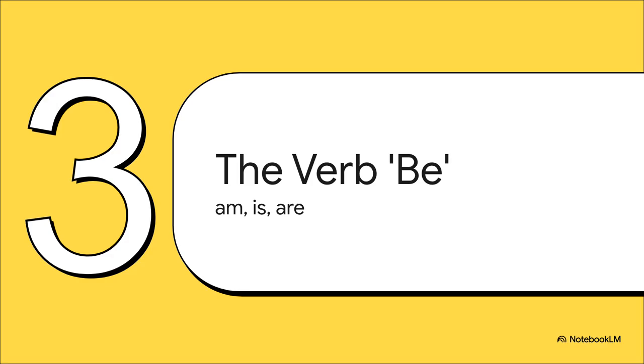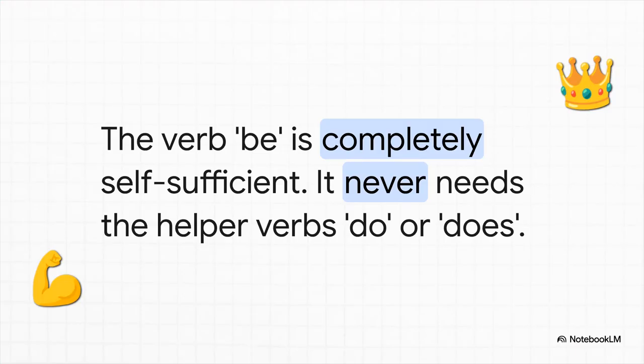Now let's shift gears and look at our second system. And you know what? This one's actually easier, because it's all about one single, special, rule-breaking verb, the verb be. The number one thing you gotta remember about be is that it's totally self-sufficient. It's a lone wolf. It's strong enough to make negatives and questions all by itself. It does not need help from do or does. I mean, ever. They don't hang out.